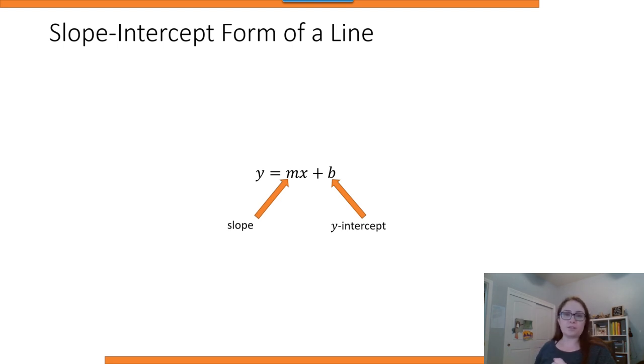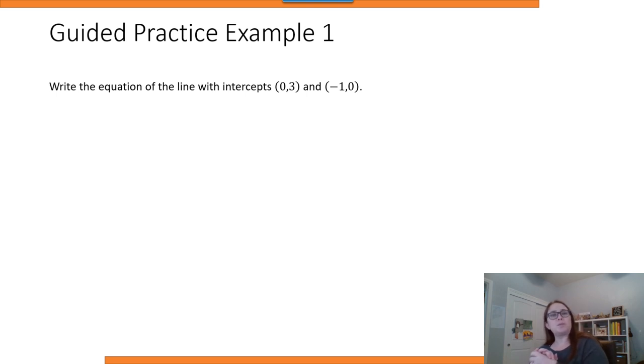So let's do a little practice with this. Just remembering that the slope formula is the difference of the y values over the difference of the x values if I am given points that I need to calculate it for. Okay, so our first example is write the equation of the line given the intercepts. So here I'm given 2 points that I'm told are the intercepts, and I know they're intercepts because I see 0 in the coordinates. I have 0, 3, and -1, 0.